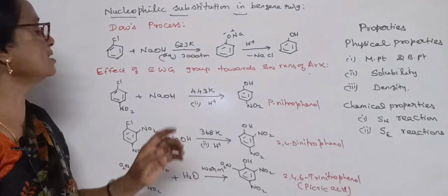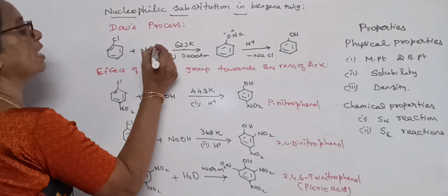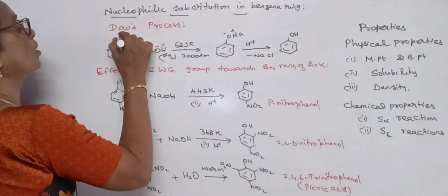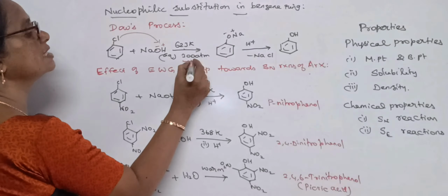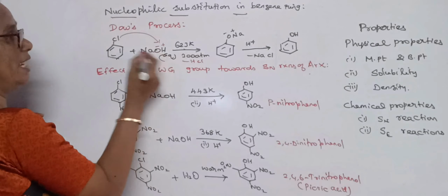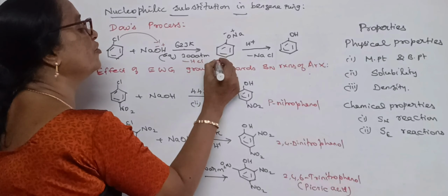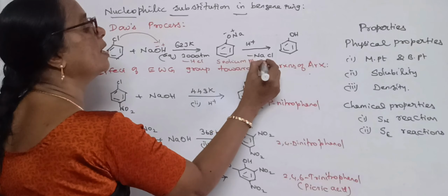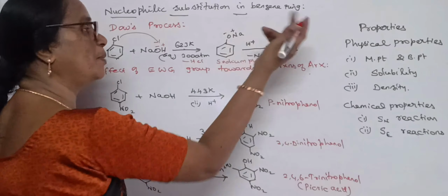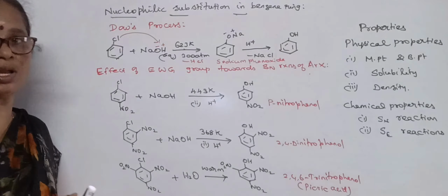In this case, we get charges on sodium hydroxide. This is the way: the chlorine abstracts the hydrogen, so it is lost as HCl. ONa attacks the benzene ring, so we get sodium phenoxide as the intermediate. This sodium phenoxide, on further treatment with acid, forms phenol and a sodium salt.